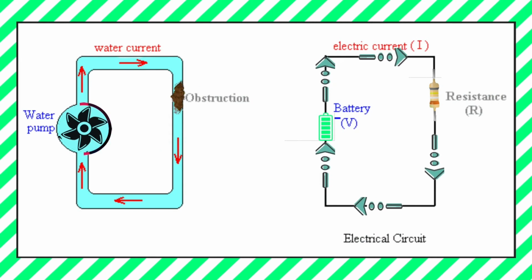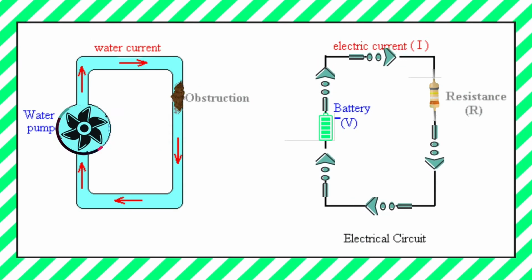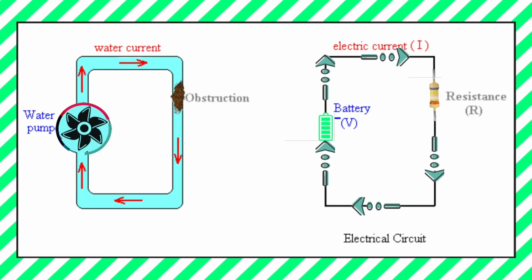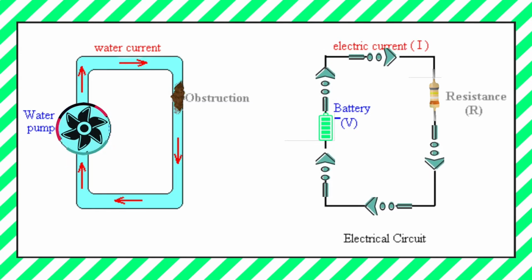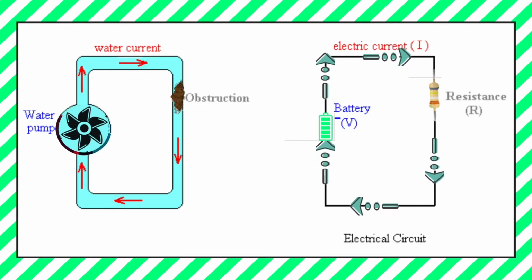Now, to understand the relationships of the quantities in Ohm's law, it is often helpful to consider a water current analogy. In a water circuit, the force to move the water is supplied by a pump. The rate of water flow depends on the resistance to the flow. Example, due to some obstruction in the circuit pipe, the greater the resistance, the less water flow.